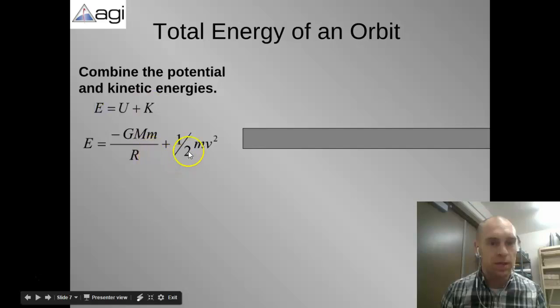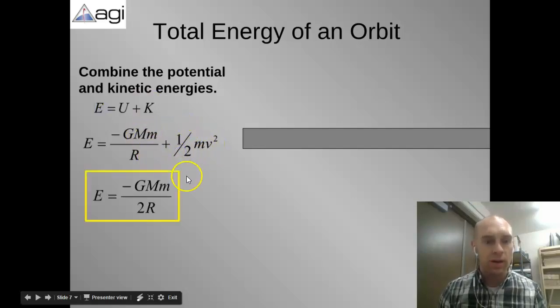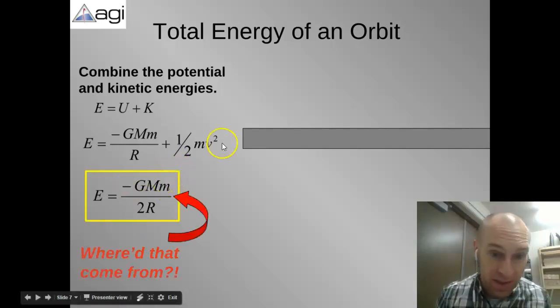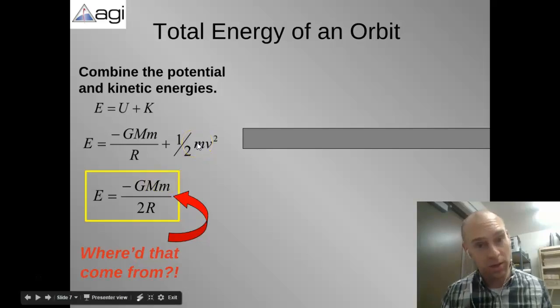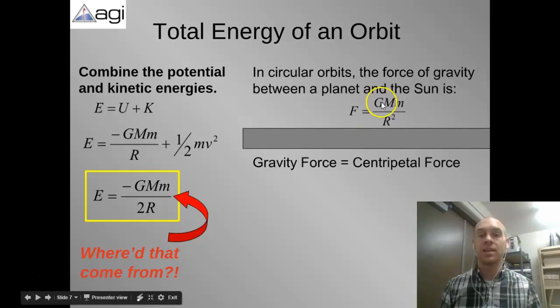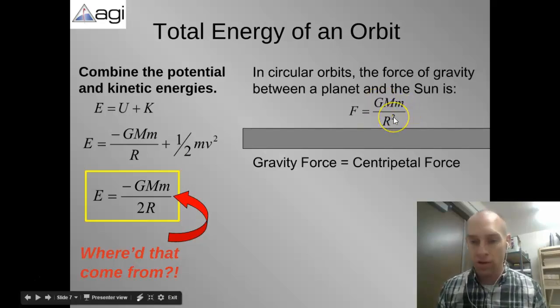Remember, this is the equation for potential, this is the equation for kinetic, and if we add these two together, we get this. What? Where'd that come from? How do you get this from this? Well, I'm going to show you. So get ready. In circular orbits, the force of gravity between a planet and the sun is GMm over r squared. That is just an equation that you probably have seen in physics class.